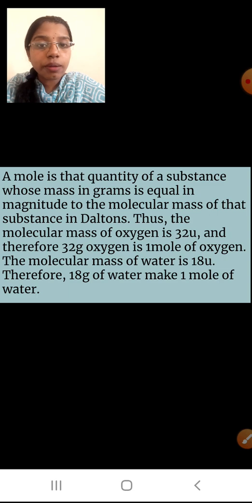Okay, the molecular mass of water is 18 u. Therefore, we are going to take the molecular mass in grams. So 18 grams of water make 1 mole of water. Okay students, did you understand this? Now for hydrogen, if you take only hydrogen, what is the molecular mass of hydrogen? 1 u. So what will you say, 1 gram of hydrogen makes 1 mole of hydrogen. Is it clear? Did you understand this?